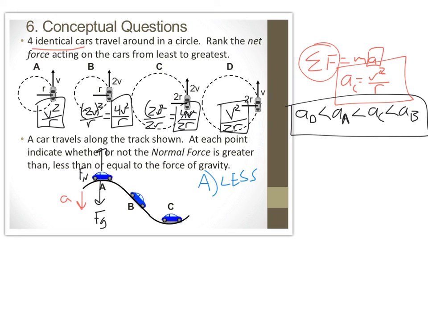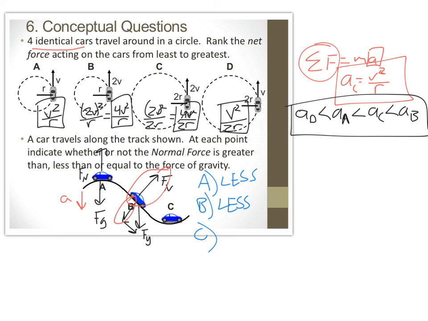At point B, this is a car on an incline. So we have our normal force here. We have Fg going straight down, and we typically break it into its components. This really is just a throwback to some of our incline stuff: the normal force is going to be equal to Fg cosine of theta, which means that it's less than, once again, the full force of gravity. So for part B, it's going to be less than.